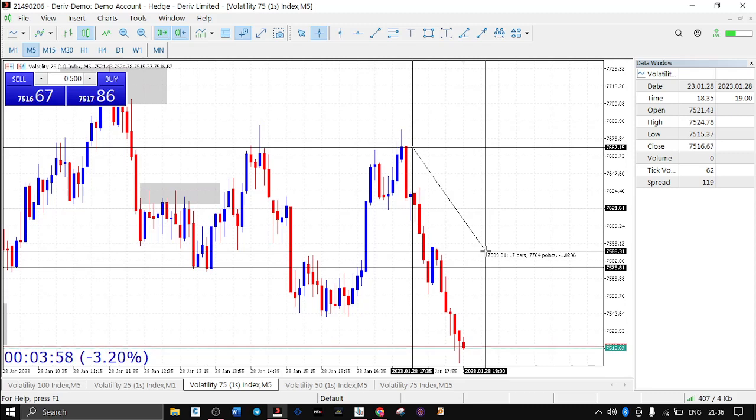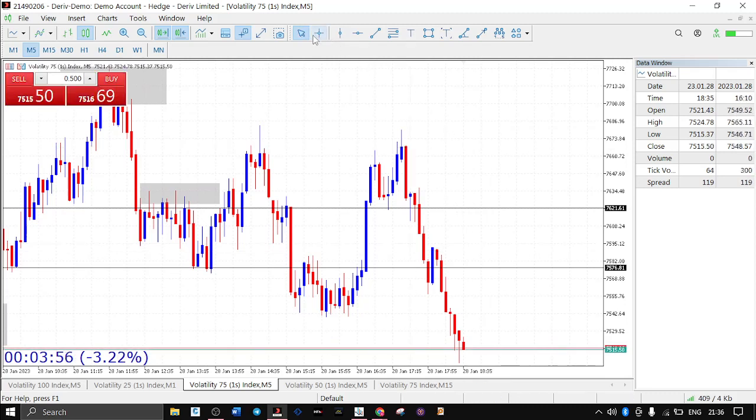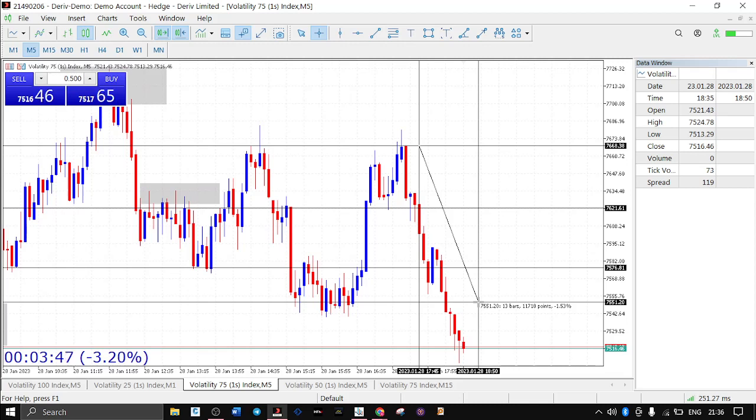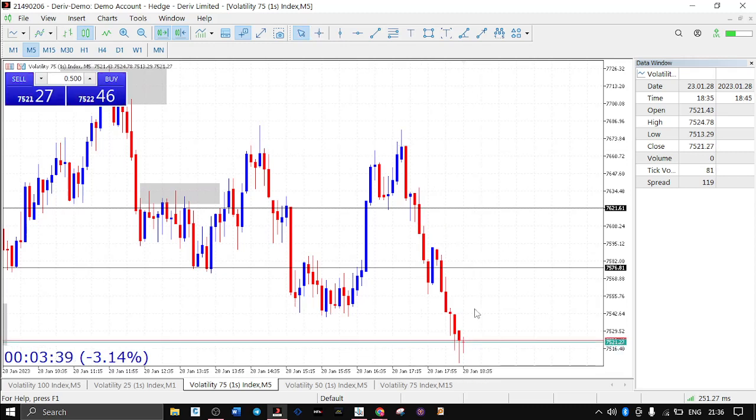First, go around the measurement tool. It is this cross here, the crosshair. You click on it, then you measure from here to here. All those points are what you put in the calculator.